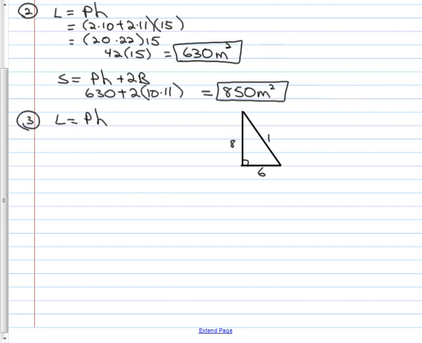Where did you get 10 from? This is a 3, 4, 5 triangle just been doubled. So that is going to give me a perimeter of, what's 8 plus 10 plus 6? 24. And what is going to be the height of this one? 12. Answer for lateral area? 288 feet squared.